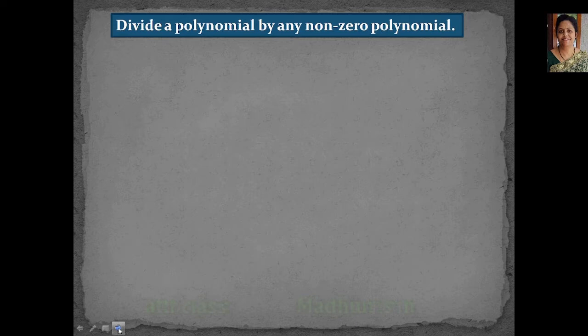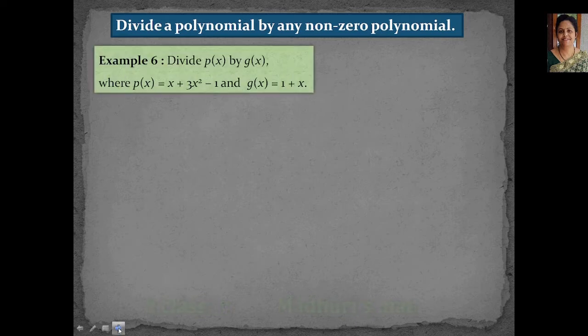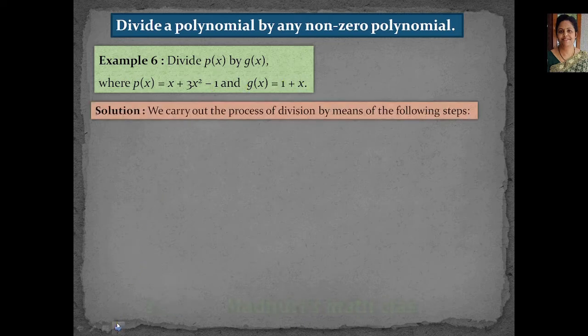Now divide a polynomial by any non-zero polynomial. So example, divide p(x) by g(x). Here p(x) is x plus 3x squared minus 1 and g(x) is 1 plus x. So solution. We carry out the process of division by means of the following steps.